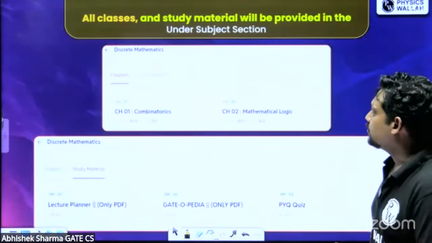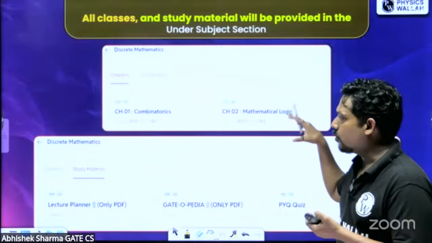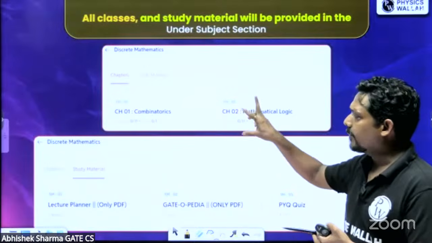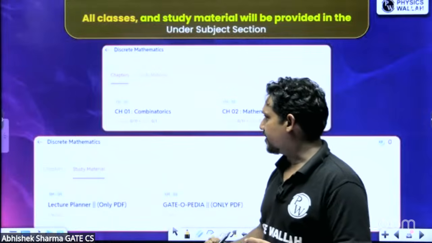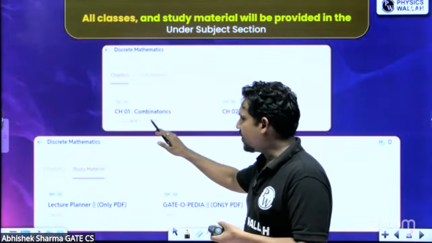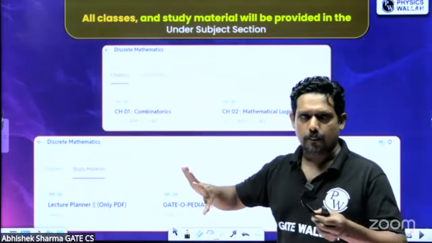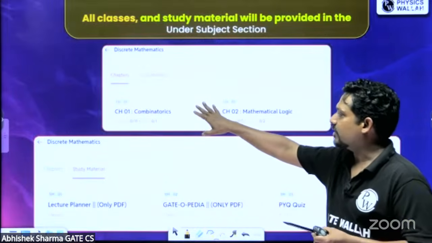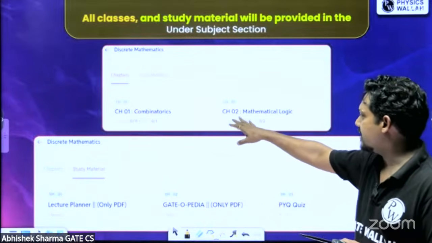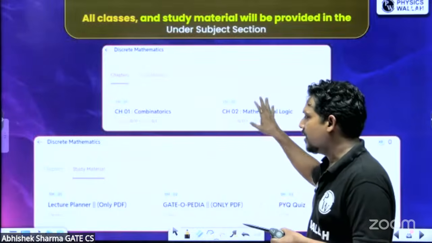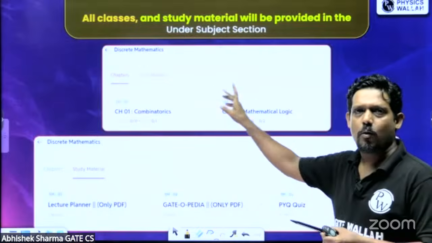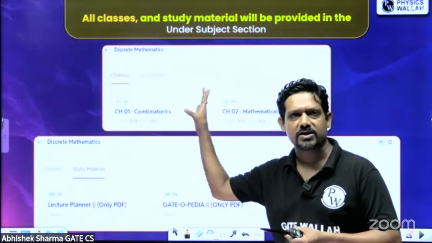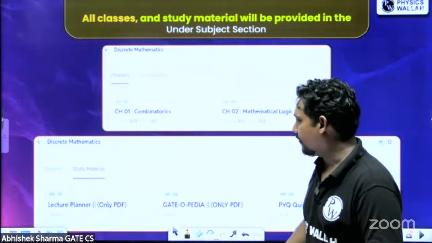Once you go to a particular folder, let's say I go to the discrete mathematics folder, there will be two sections: one is the chapter section and another is the study material section. The chapter section is divided into different topics, like for discrete mathematics there is combinatorics and mathematical logic. When you click combinatorics, all the lectures and resources related to combinatorics will be available.